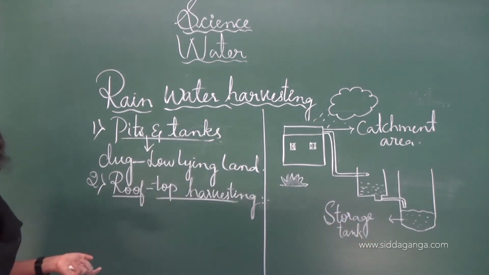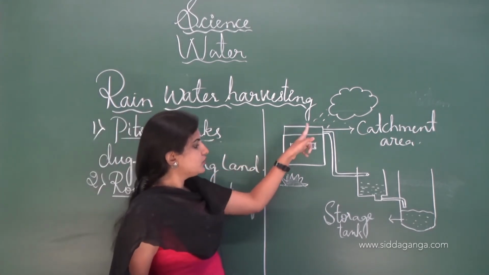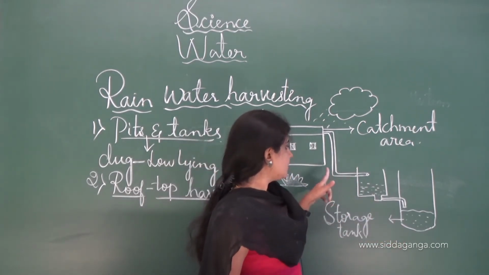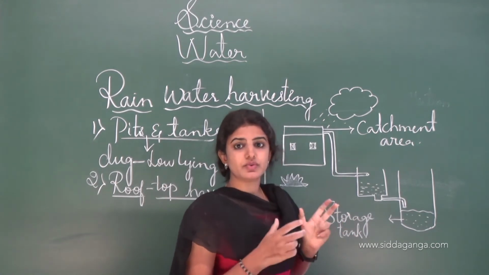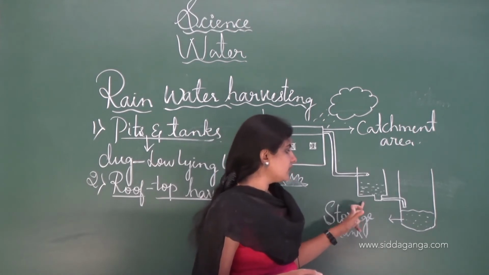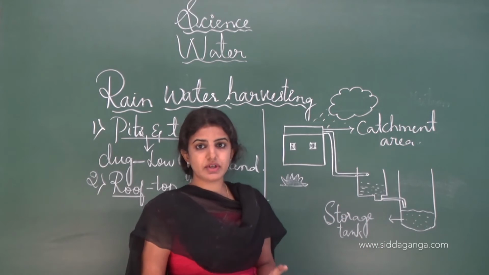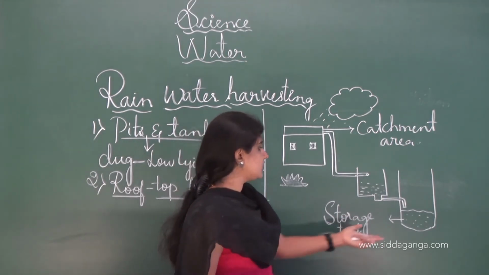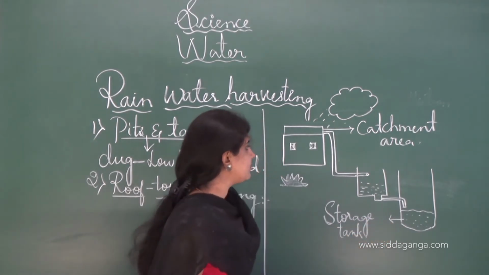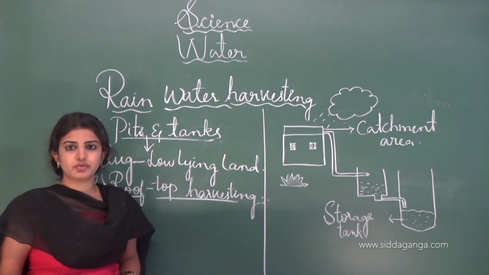Once again I will tell you, in this system the rainwater is collected from the rooftop to the storage tank through the pipes. We have to connect the pipes to one another in such a way that they are connected to another tank, and the last tank will be present at the base of the ground. Below the ground this is present. At the ground side this storage tank will be present, and thereby we can collect the rainwater.